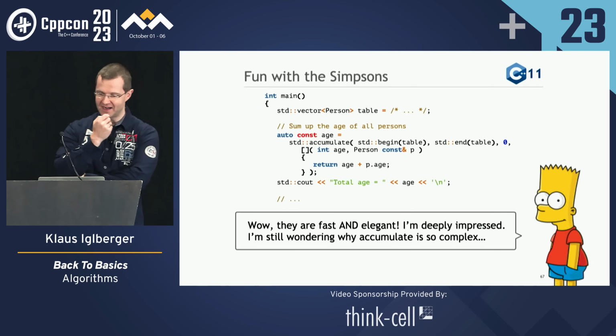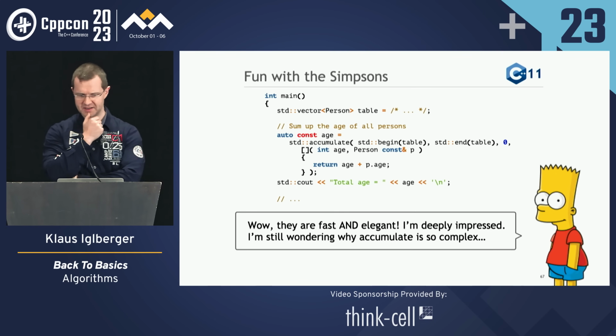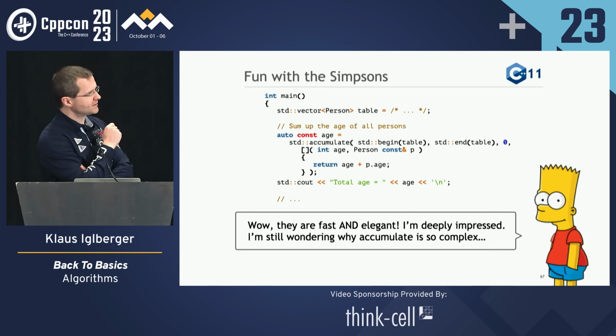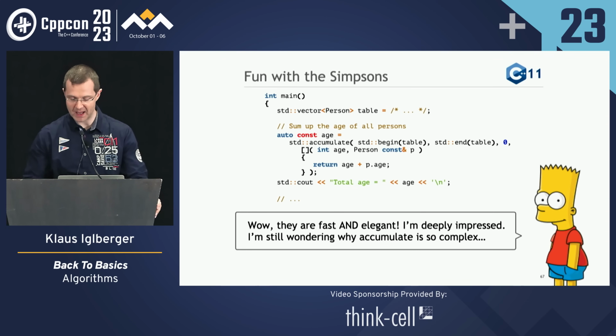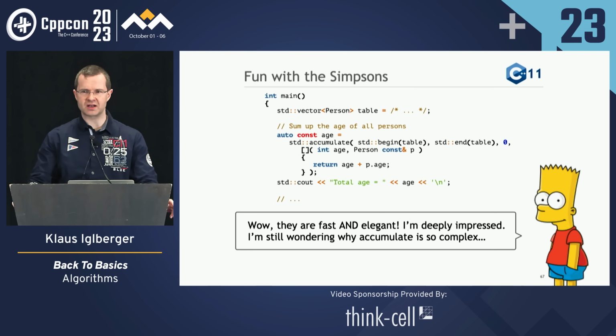Wow, they are fast and elegant. I'm deeply impressed. I'm still wondering why accumulate is so complex. And indeed, accumulate perhaps is a little special. It feels a little complex for what it actually does. It could be simpler, absolutely. However, this is now again perhaps a little reminder where it comes from.